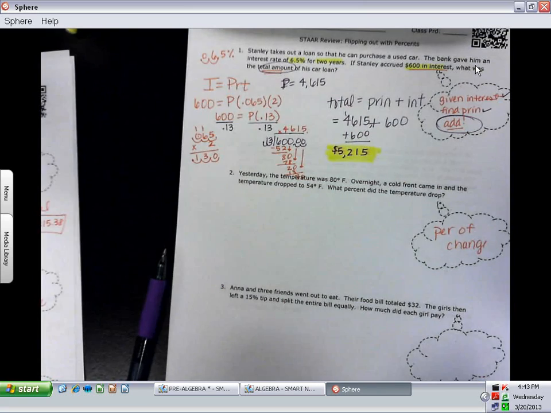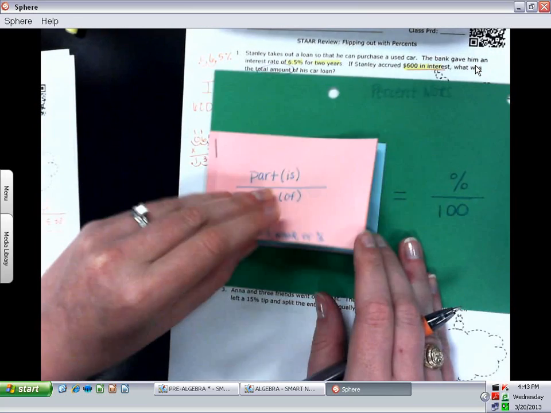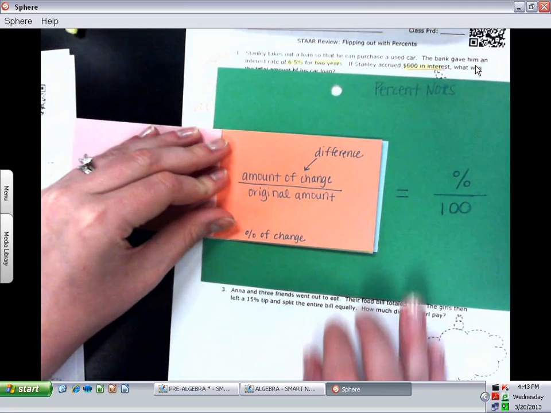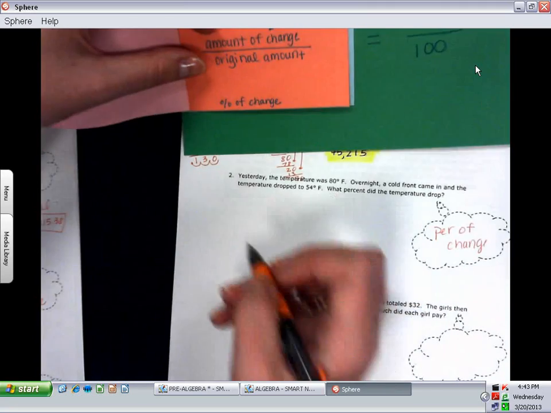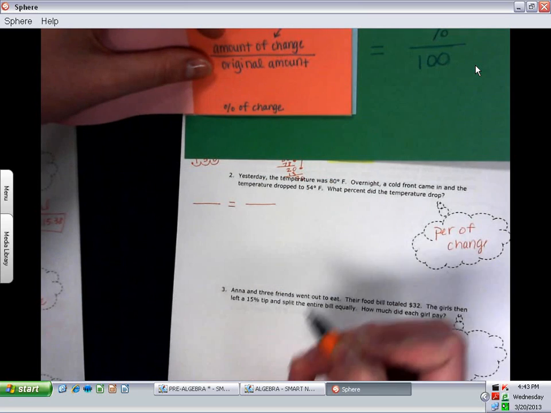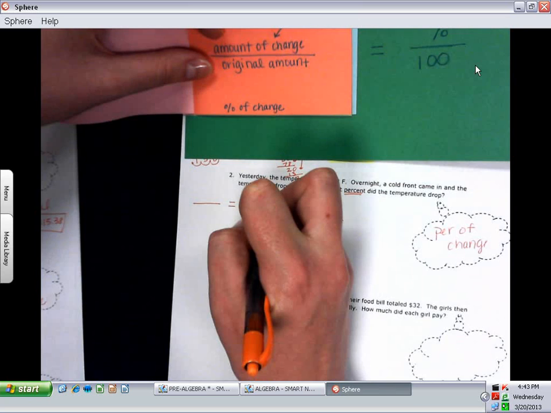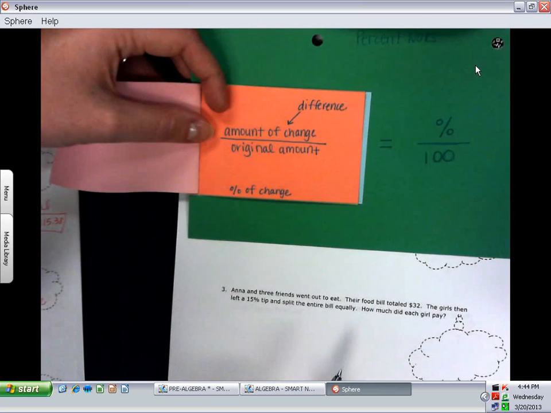And let's go to our foldable. If I look at my foldable, I need to find percent of change, which is right here. It should be your second one. So percent of change tells me to set up a proportion. And I'm looking for the percent. What percent? So I know that's going to be X over 100. And my foldable says to put my original amount on the bottom.